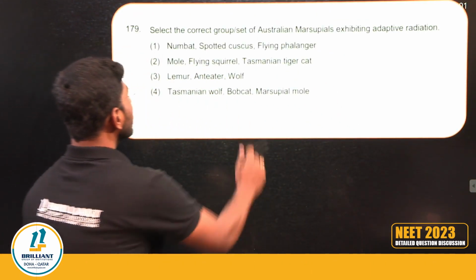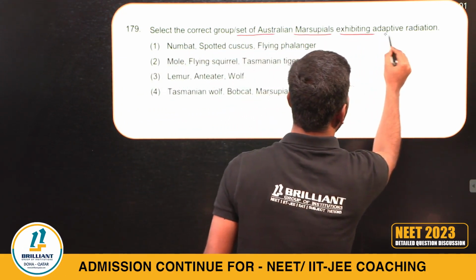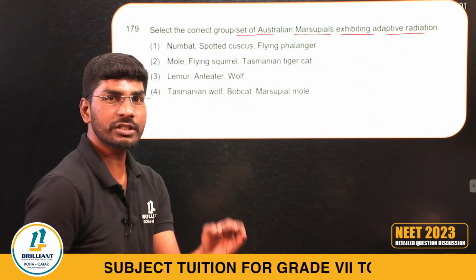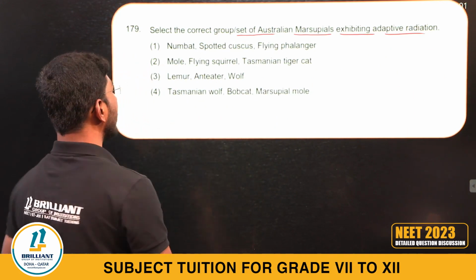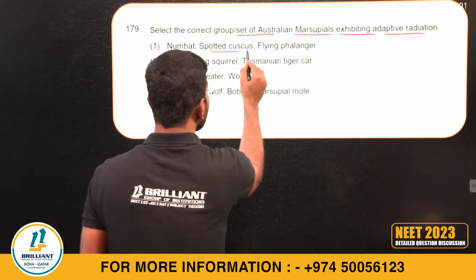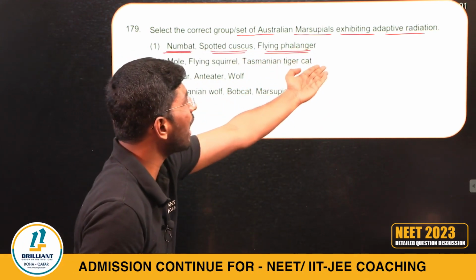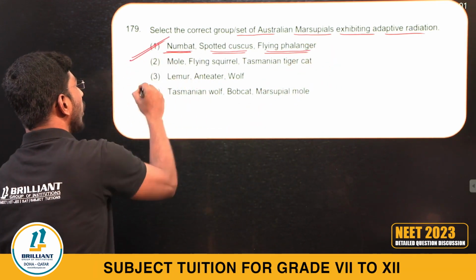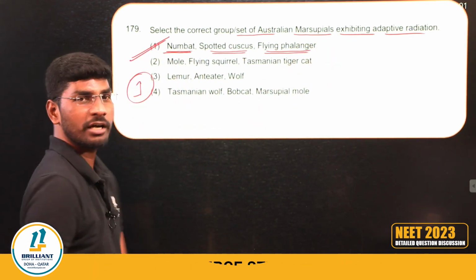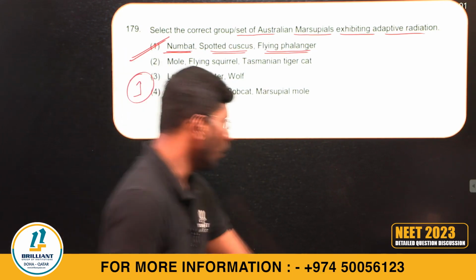179. Select the correct group set of Australian marsupials that exhibit adaptive radiation. Numbat, spotted cuscus, and flying phalanger are Australian marsupials that exhibit adaptive radiation. How simple a question. 179, answer 1.